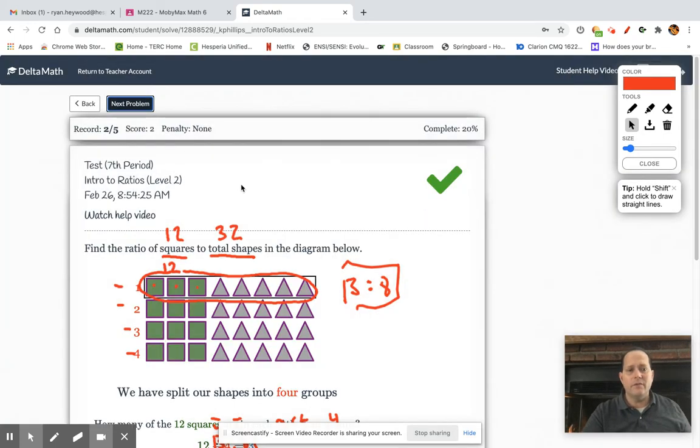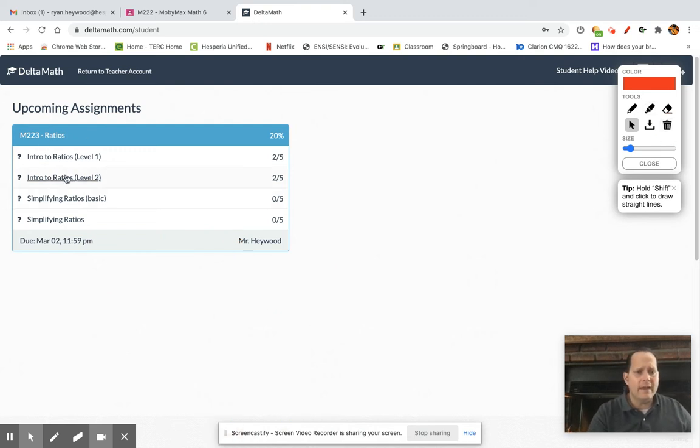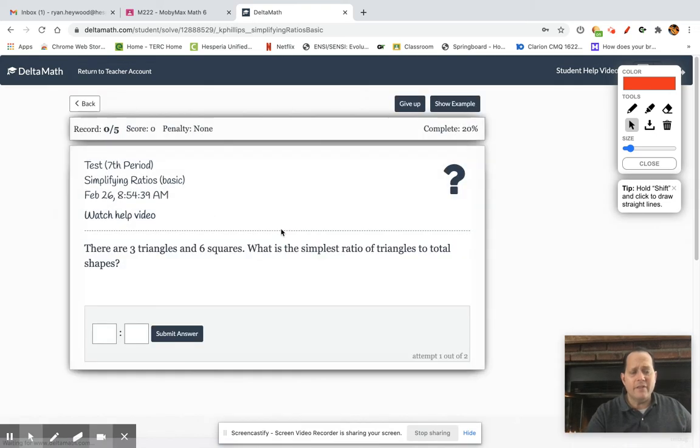And that is how those are done. Okay, let's go ahead and go back to simplifying ratios basics. So the first 2, where we have the intro that actually shows you the pictures. These ones, you only have the numbers that you need to simplify.